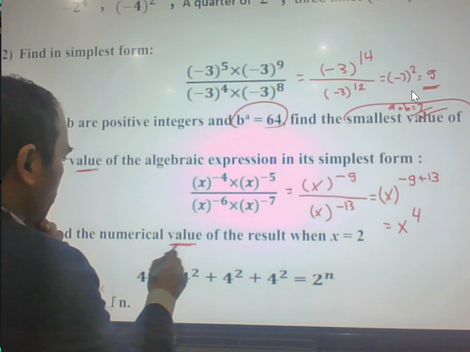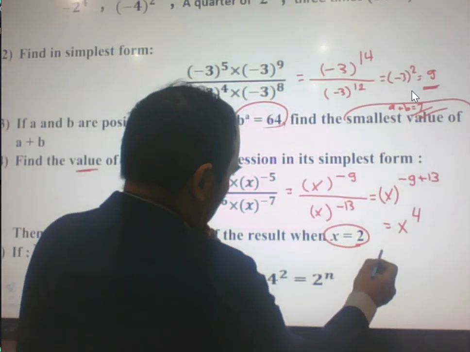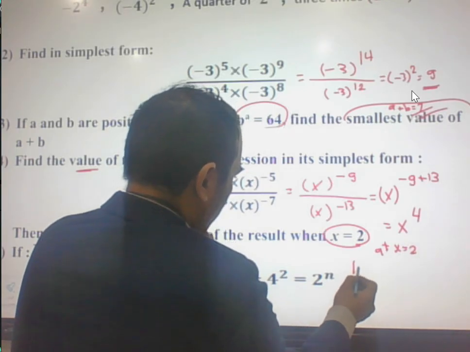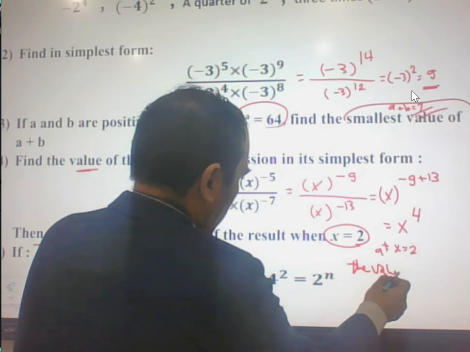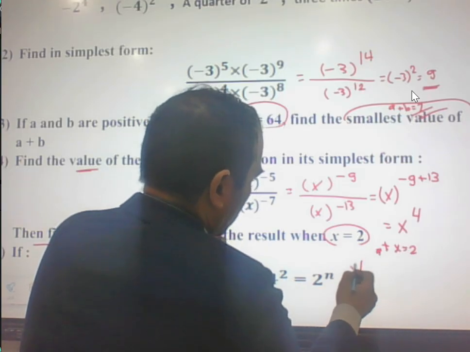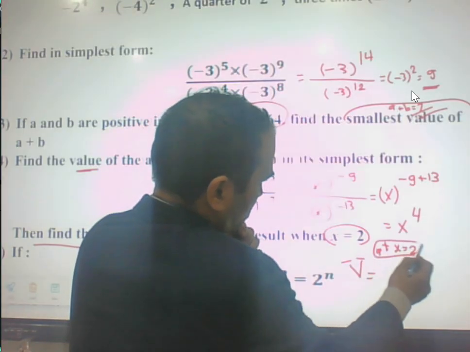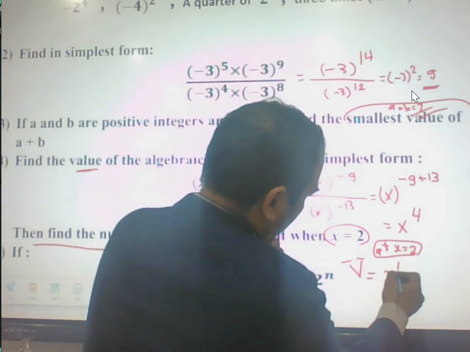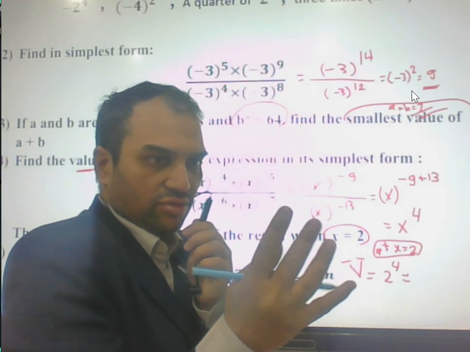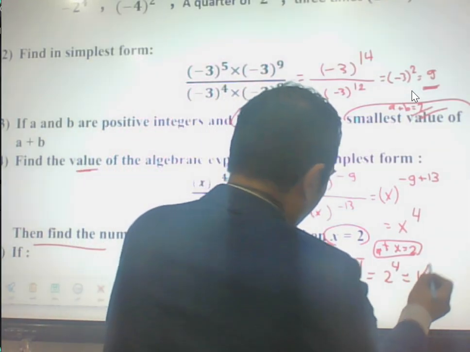And then find the value when x equals 2, okay? Right here at x equals 2, you can find the result. Put x equals 2. Then we have 2 power 4 equals 2 times 2 times 2 times 2, 4 times, okay? 2 times 2, 4, 4 times 2, 8, 8 times 2 equals 16. Then 2 power 4 equals 16.